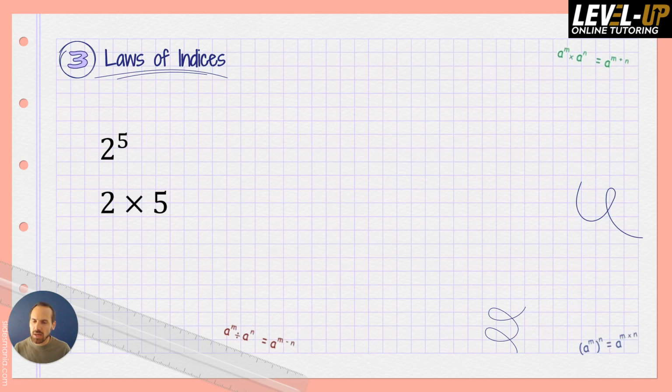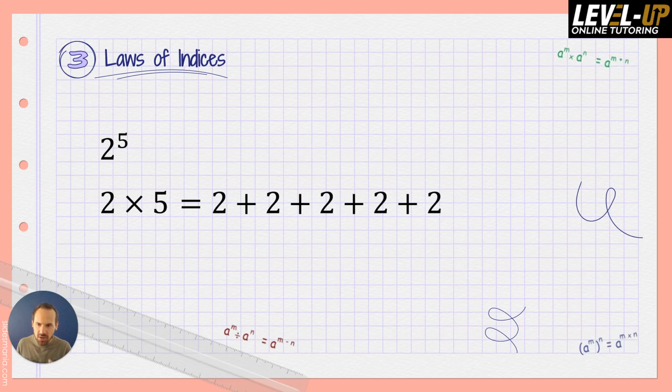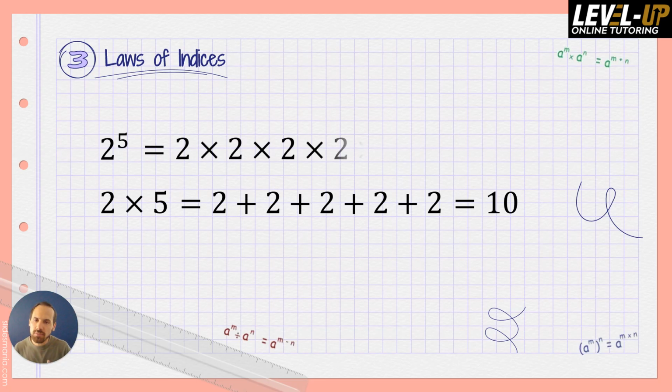Well, let's look at, say, 2 times 5. Your multiplication can be seen as a glorified version of addition. So 2 times 5 is basically add 2 to itself 5 times, and we get 10. Well, a power is the same thing, but a glorified multiplication. So 2 to the power 5 is 2 times itself 5 times. And if you calculate that out, it will come out to 32. So that's basically what a power is.